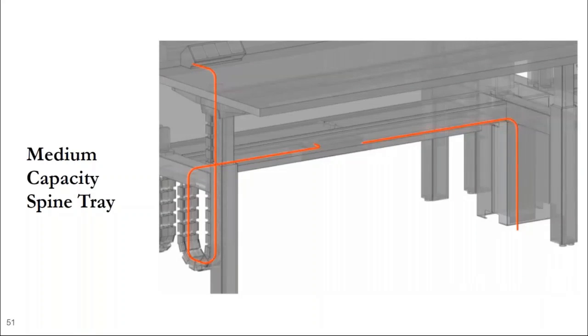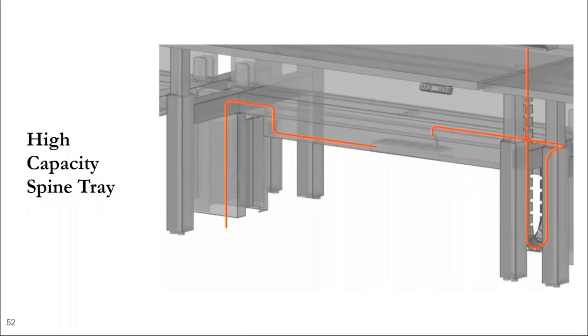And this is the one with the medium capacity spine tray. Similar to the earlier, the cable still goes up through the wire riser and runs through the medium capacity spine tray to the power box, and from the power box runs across to the E-chain and up to the work surface.